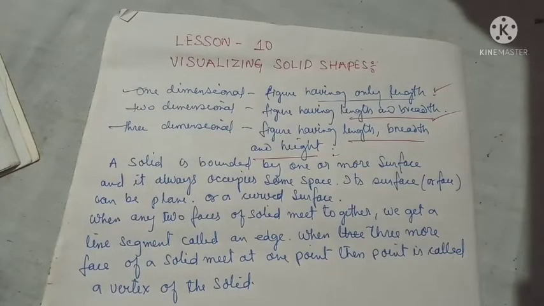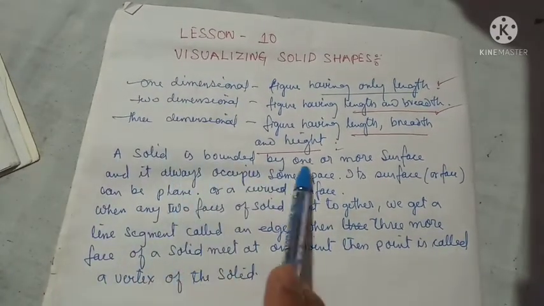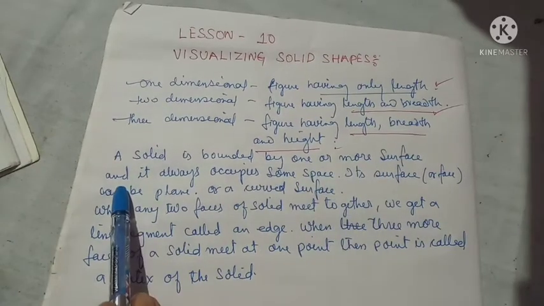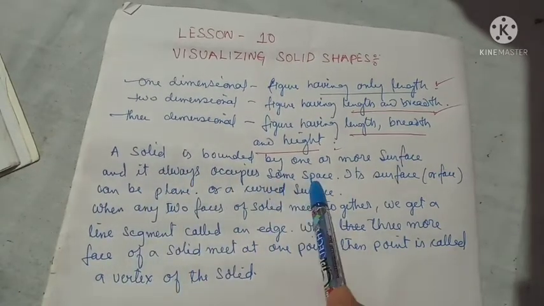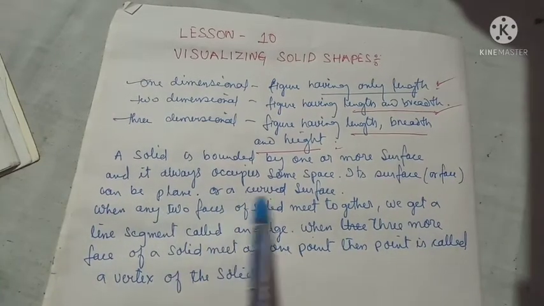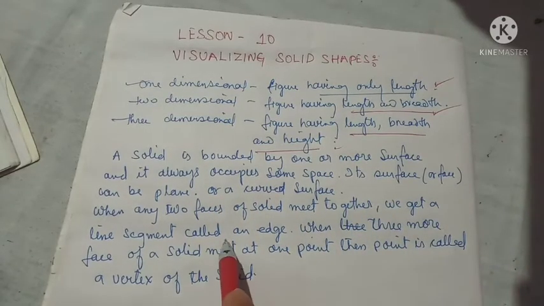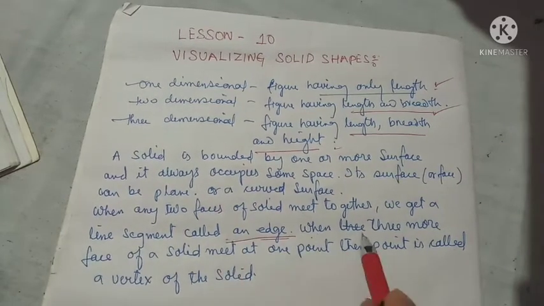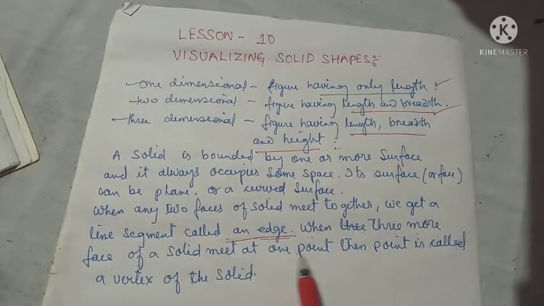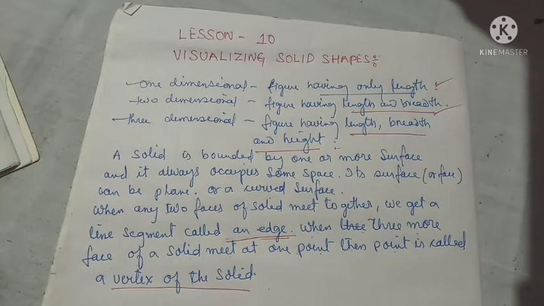Before we start, we have to understand what a solid is. A solid is bounded by one or more surfaces, and it always occupies some space. Its surface, meaning a face, can be plane or curved. When two faces of a solid meet, we get a line segment, which we call an edge. When three or more faces of a solid meet at one point, that point is called a vertex of the solid. This is the definition of a solid.